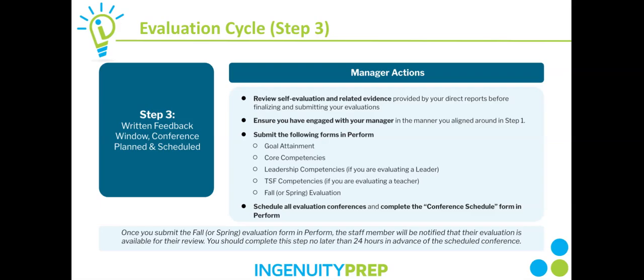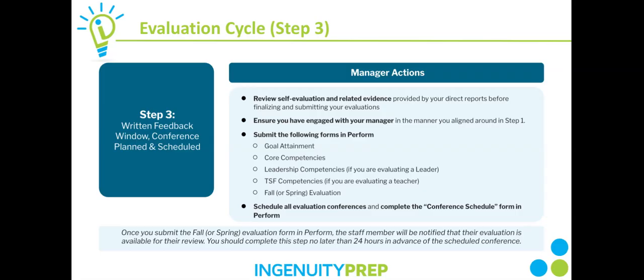Step three is when your evaluation of the staff member is finalized and conferences are scheduled. At this point, you should review self-evaluations and evidence from your staff, finalize your own scores, ensuring that you're engaging with your manager as you previously aligned around in step one. This step should culminate in your submitting everything in Perform, goal attainment and all relevant competency forms, as well as the full evaluation form for the cycle. During this step is also when you finalize your schedule of conferences and log those details in Perform.